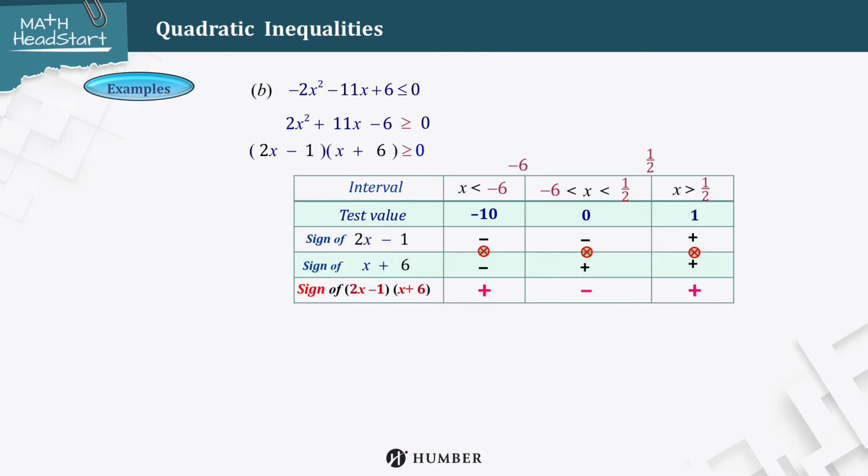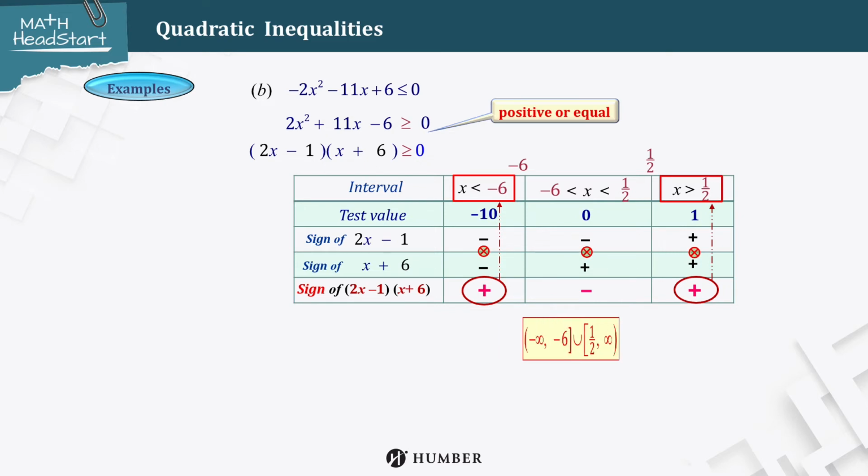Now we found the sign of a quadratic expression for each interval. The question is to find the positive or equal to 0 region. So the inequality is positive, less than -6 or greater than 1/2. So the solution in interval notation is as shown. The union of two regions. Please note that the square bracket means that -6 or +1/2 is included in the interval.